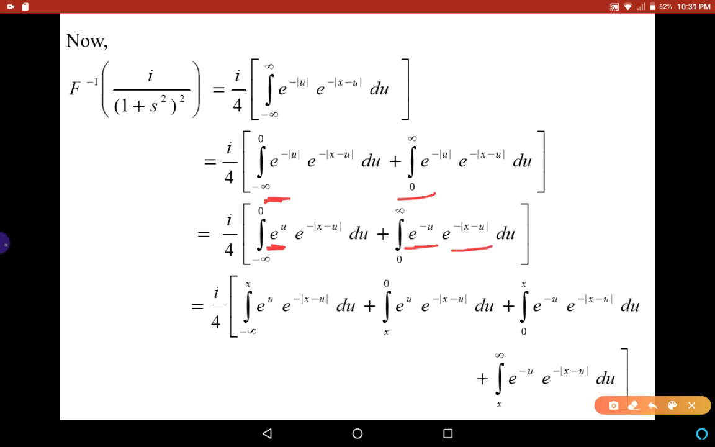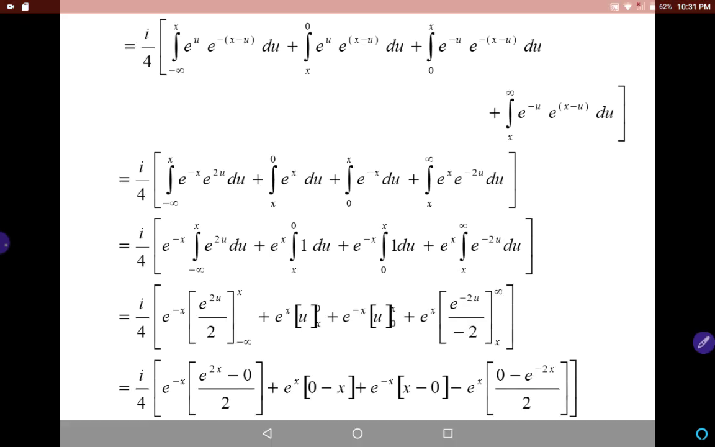Now, let us further split the integral minus infinity to 0 as minus infinity to x plus x to 0, and the integral 0 to infinity as 0 to x plus x to infinity. Because we have mod x minus u here, in each and every term we have mod x minus u. To write the definition of mod x minus u, we are splitting the integral.